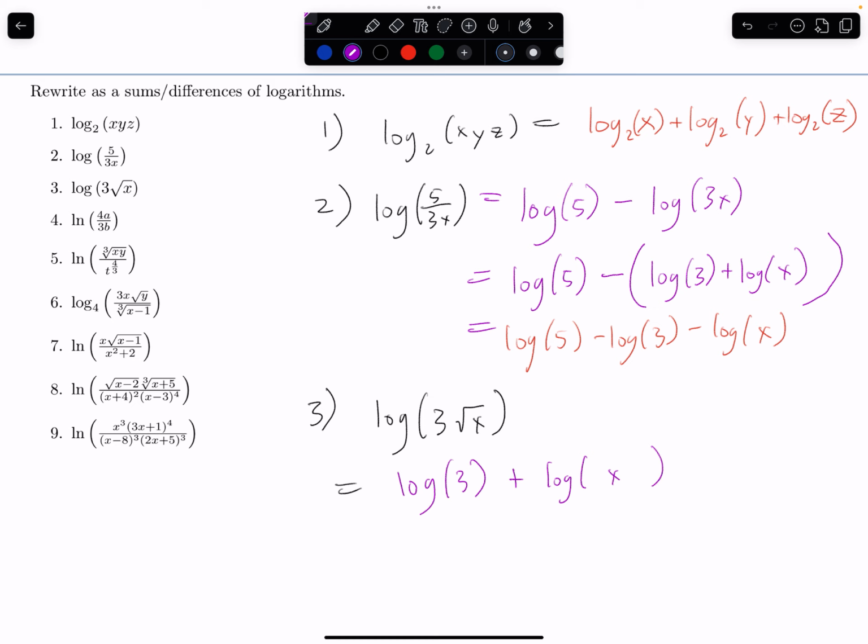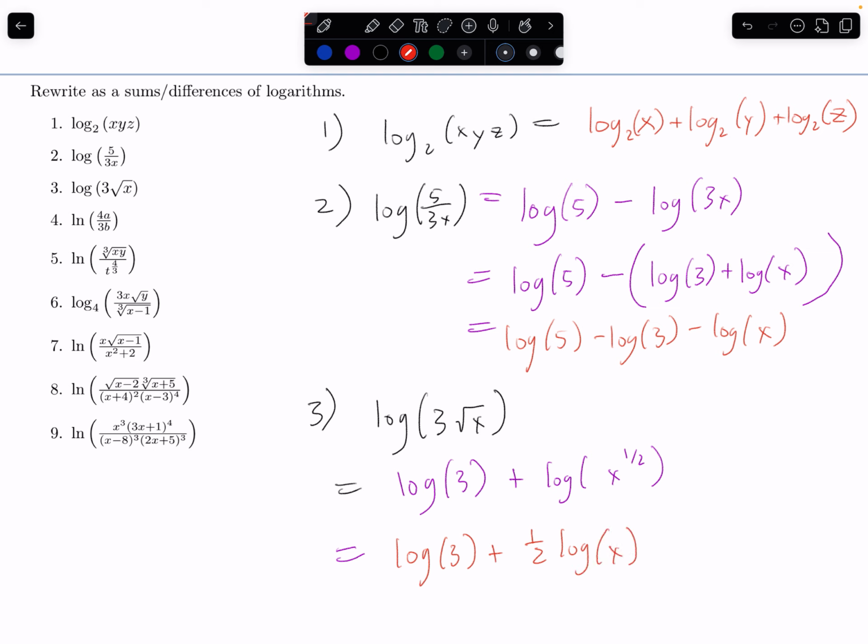There's 3 things that we could do, right? It's x to the 1/2 power. Remember, if we have multiplication, change to addition; division, change to subtraction. Here I have an exponent, which we change to multiplication. So that's going to be log of 3 plus 1/2 log of x.